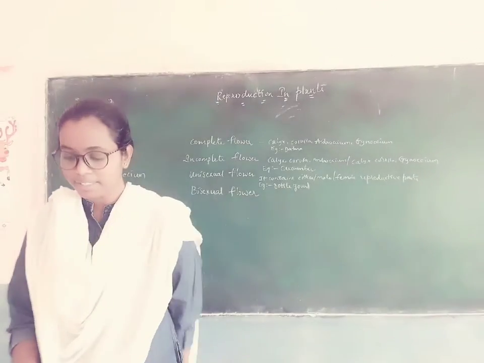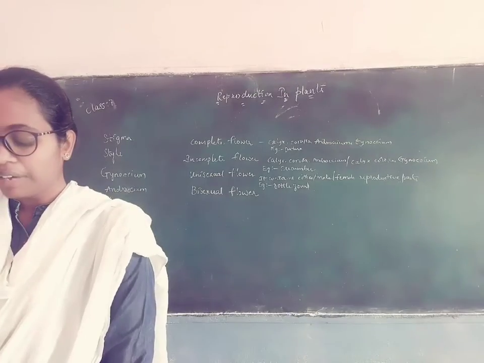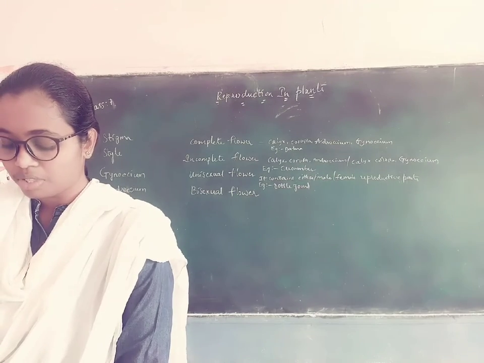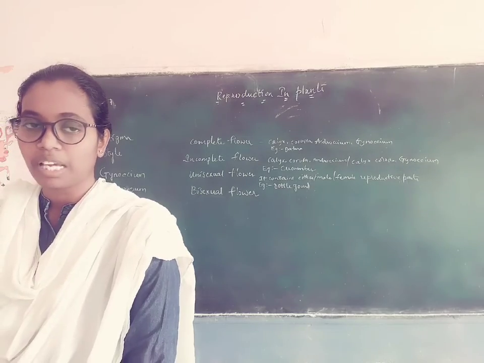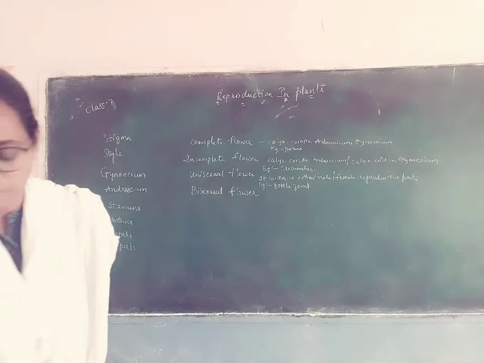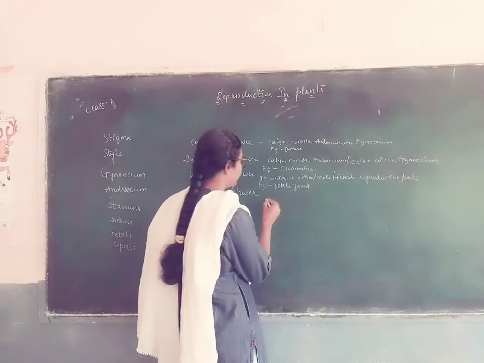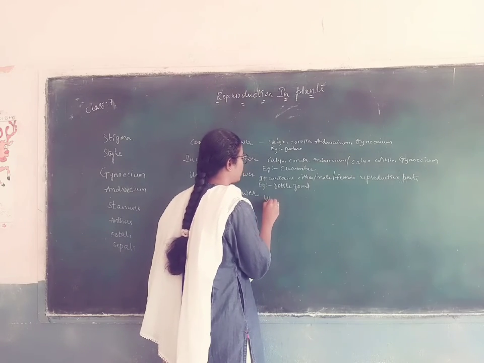Next about bisexual flowers. A flower has both stamens and pistil. That means androecium and gynoecium. So such a flower is considered bisexual.